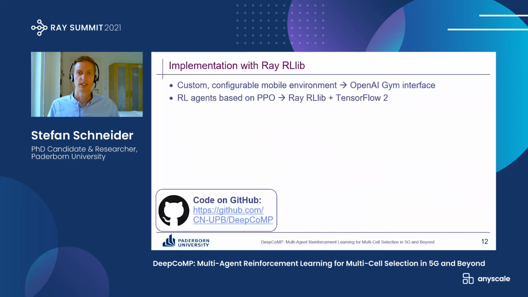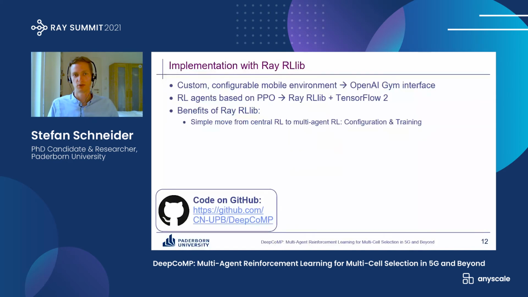So now that the environment is implemented, I of course also have to implement the RL agents. And here I chose the PPO implementation, which comes with Ray RLlib. So that's again very nice that there are so many high quality implementations of different RL algorithms. And I chose the TensorFlow 2 version, but there are also PyTorch versions. And as I said, for me, the main reason to switch to RLlib was this great support for moving from the centralized approach to the multi-agent approach. And that's not just true for the environment, but also for configuration and training of these agents.